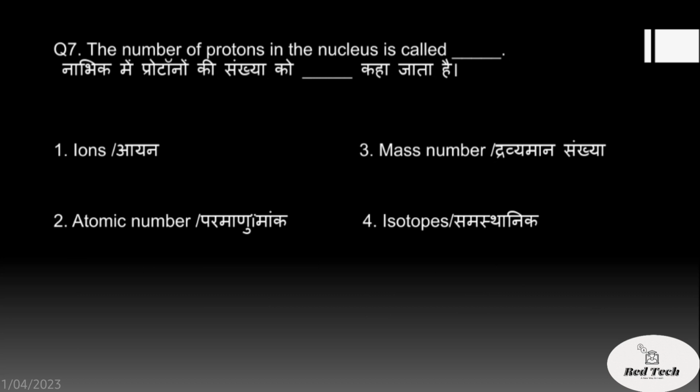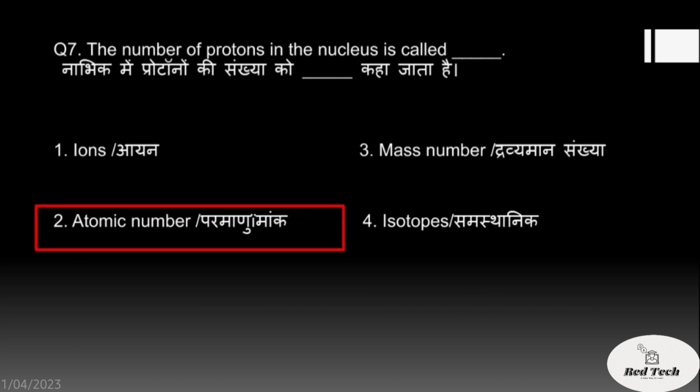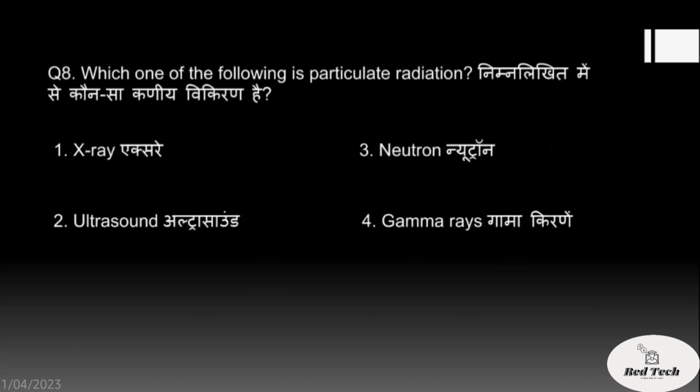Question number 7. The number of protons in the nucleus is called. So basically what do the protons in the nucleus really mean? The options are ions, atomic number, mass number, or isotopes. As we know, the number of protons in the nucleus is equal to the atomic number. So the right answer is option number 2, atomic number, which is also equal to the number of electrons.